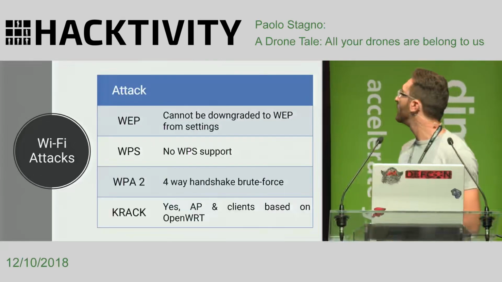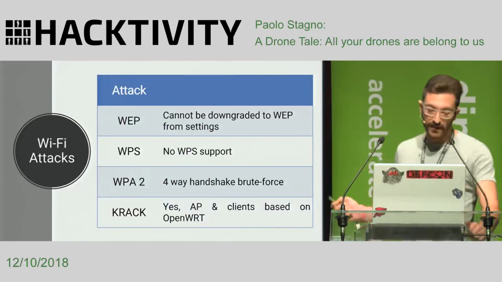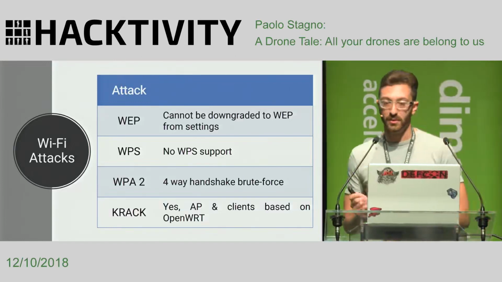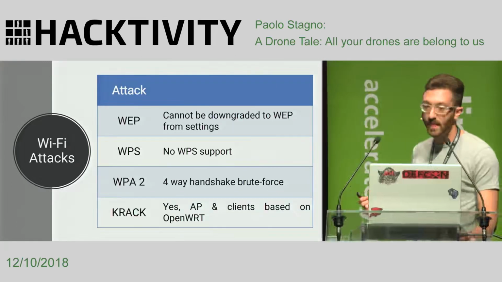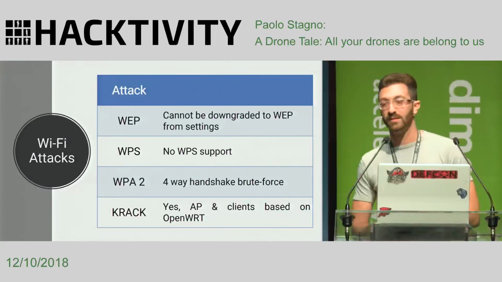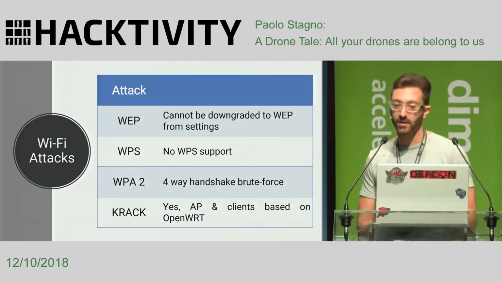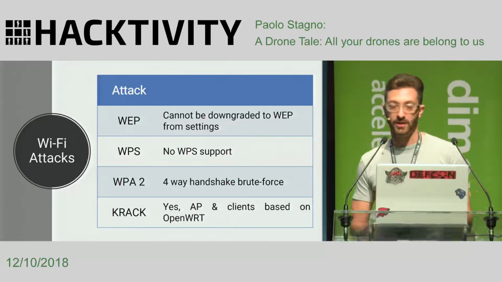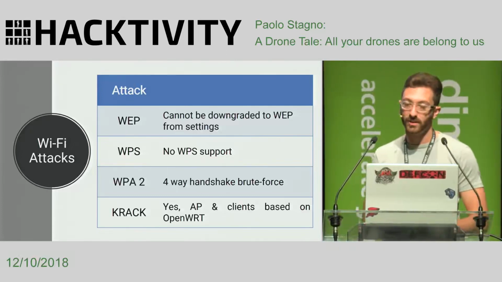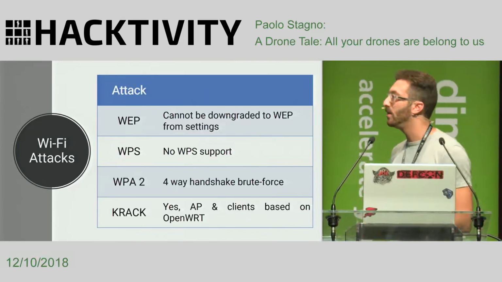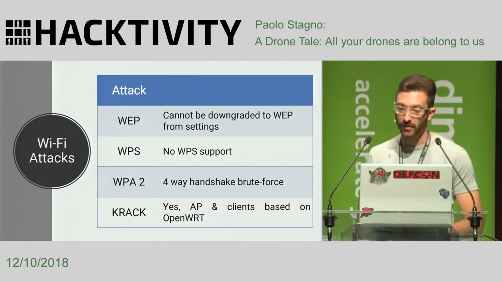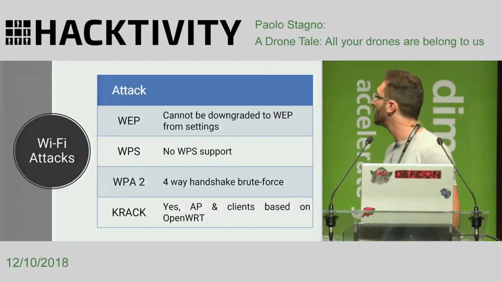And again, Wi-Fi attacks, the common ones. The network settings cannot be downgraded to WEP, and there is no support for WPS. While WPA2 is vulnerable to the standard four-way handshake attack, so we can recover the pre-shared key. And also, we will see it later, but since the drone system is based on OpenWRT, and DJI never released a patch after the KRACK advisory, it is also vulnerable to KRACK.